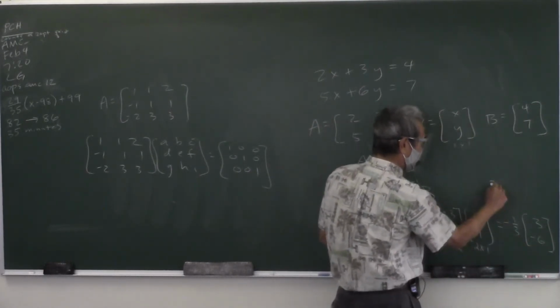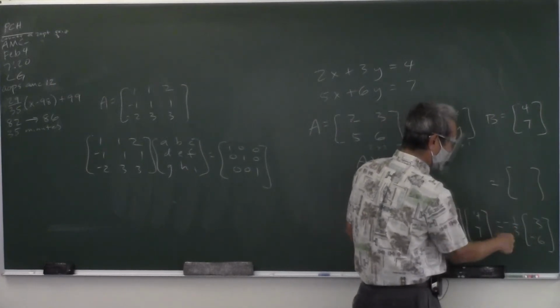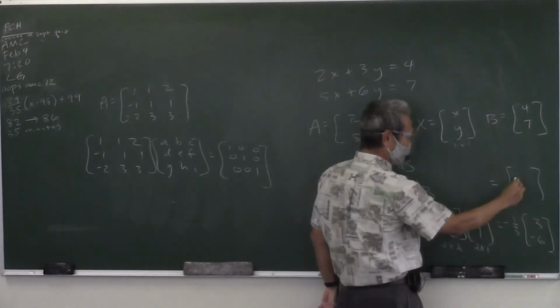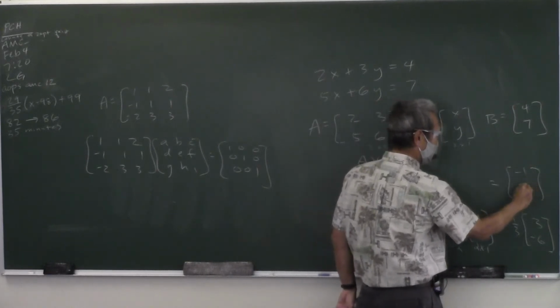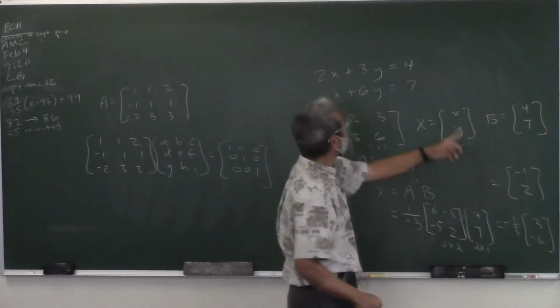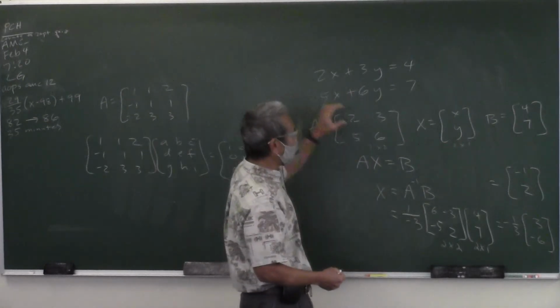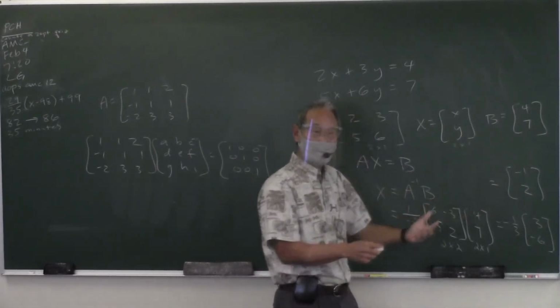And then now I'm going to go up here. How do you multiply a matrix by a number? Multiply each element by that number. So you get negative 1 and 2. So that's the solution to the system. That means these two lines intersect at the point negative 1, 2.